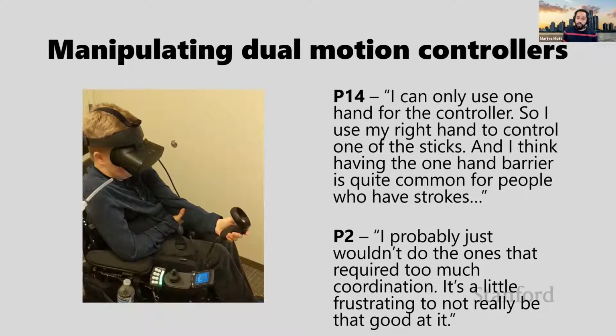One of the quotes here from participant 14 said, "I can only use one hand for the controller. So I use my right hand to control one of the sticks." And I think having the one-handed barrier is quite common for people who have strokes. And then another participant, P2, said, "I just wouldn't use it too much, it requires coordination. It could be really frustrating."